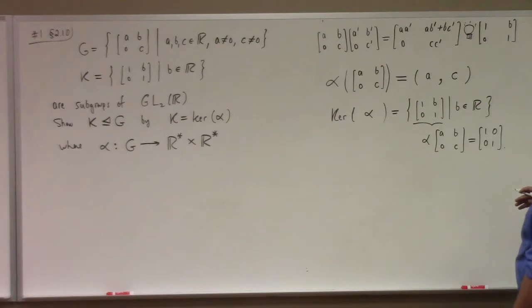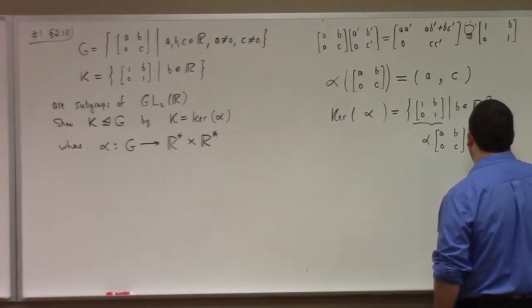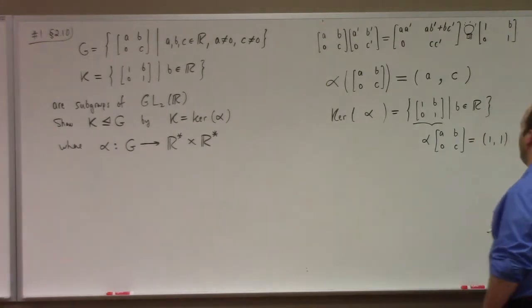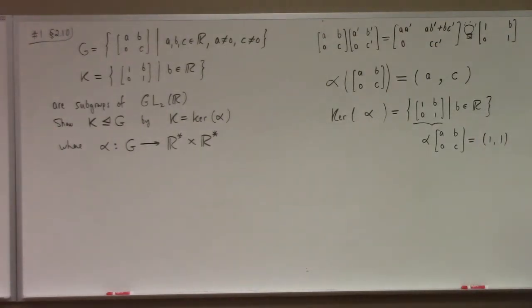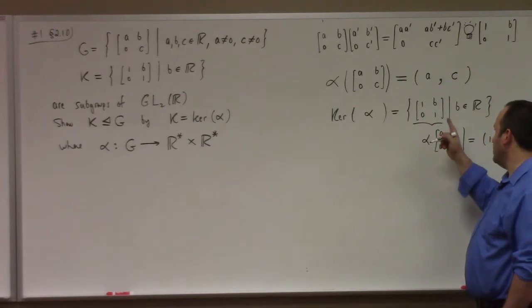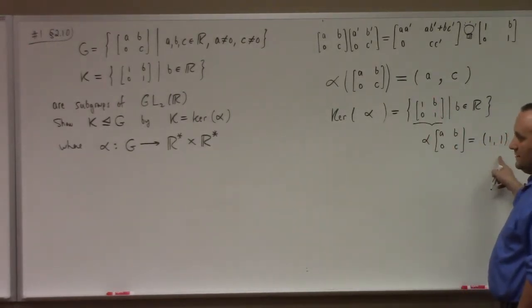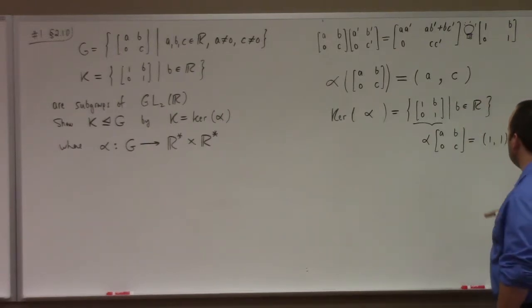So I want this to be, what should it be? It should be 1, 1, right? Oh, okay. I mean, or 1, -1, or -1. The point here is the kernel of alpha should be formed by matrices which map to 1, 1. That's the identity in R star cross R star. Does this formula still make sense, though?